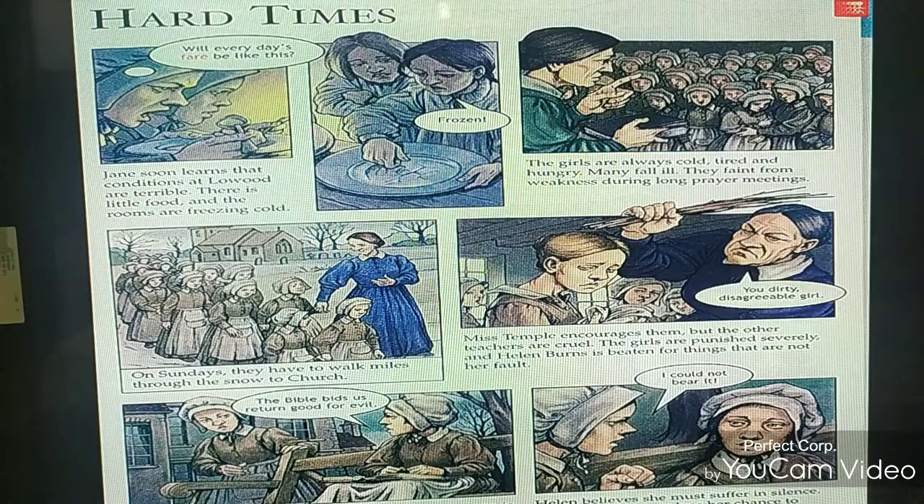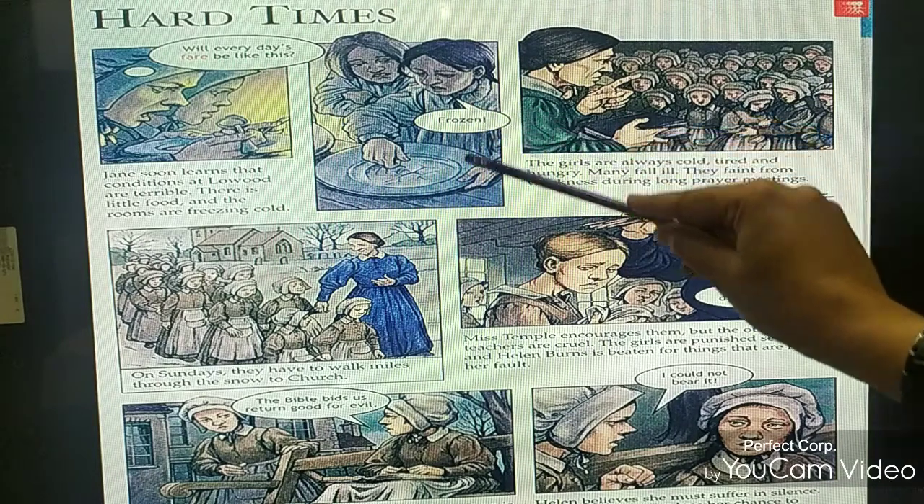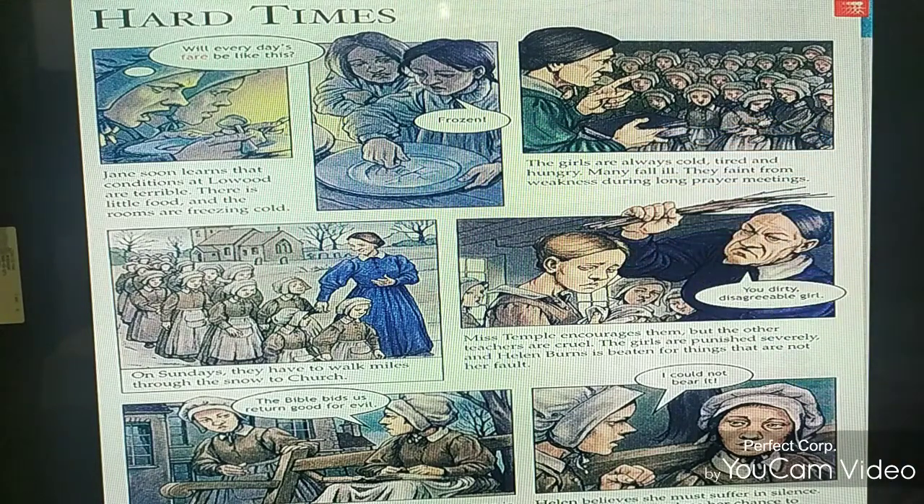Jane soon learned that conditions at Lowood are terrible. There is little food and the rooms are freezing cold. In the second picture, frozen. In the third picture, the girls are always cold, tired and hungry. Many fall ill. They faint from weakness during long prayer meetings.